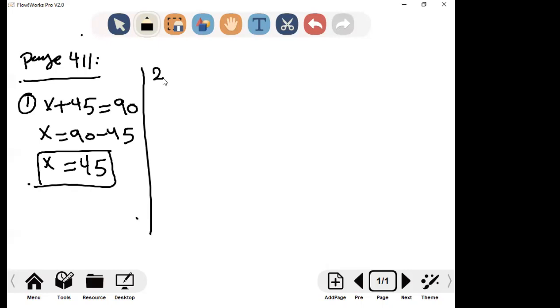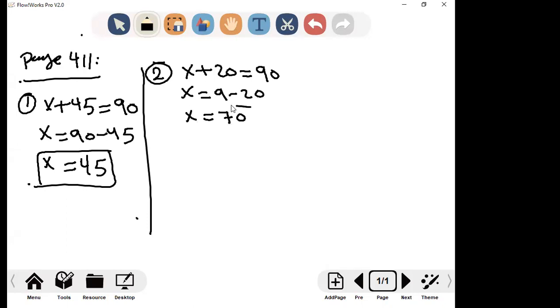Question 2, given 20, they want the complementary means x plus 20 equals what? Also 90. X equal 90 minus 20. X will be what? 70 degree.